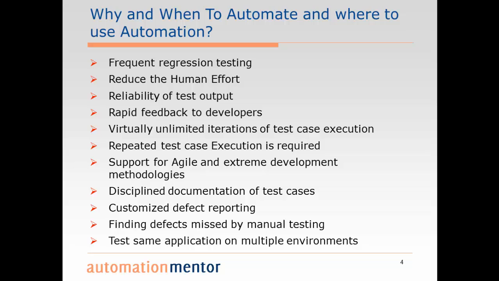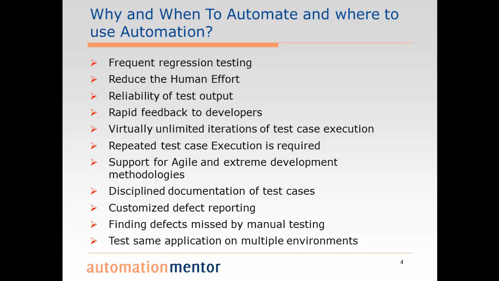So, support for agile and extreme development methodologies, as we discussed already. We cannot have 2.5 weeks or 3 weeks dedicated to regression testing in an agile environment, and in this case, having automation will definitely speed up the overall time to market. Automation is completely test case driven, so it's important to have documented test cases before we start automation.